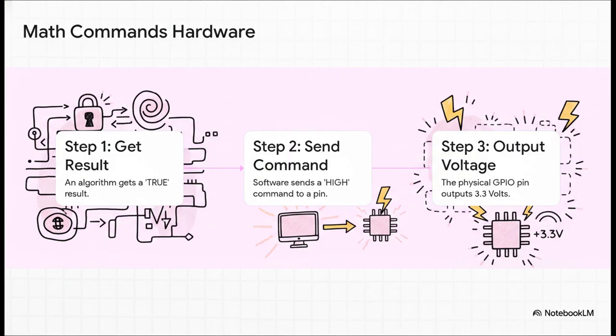It then sends a command to a specific little pin on the chip. This is called a GPIO pin, by the way, which just stands for General Purpose Input-Output. And bam, instantly that physical pin starts pumping out 3.3 volts of electricity. Just like that, the abstract math is literally controlling the physical world.